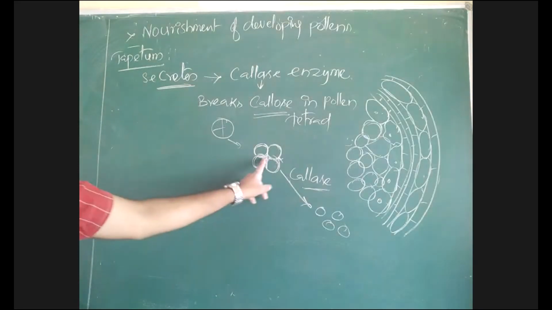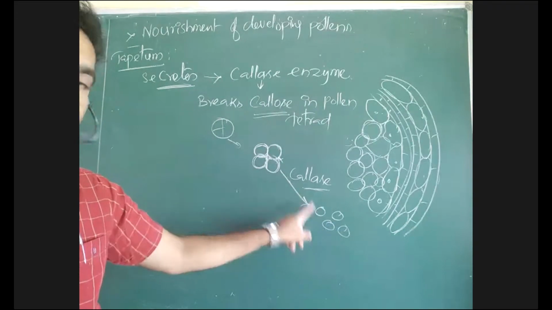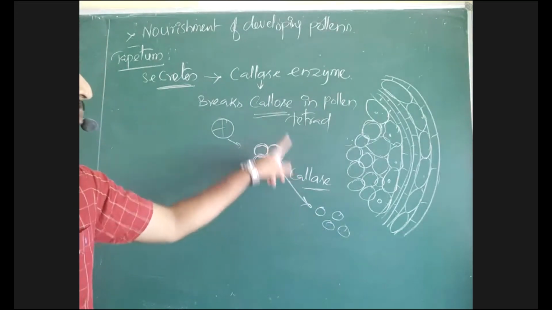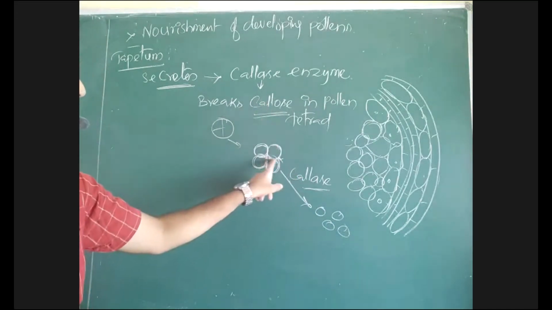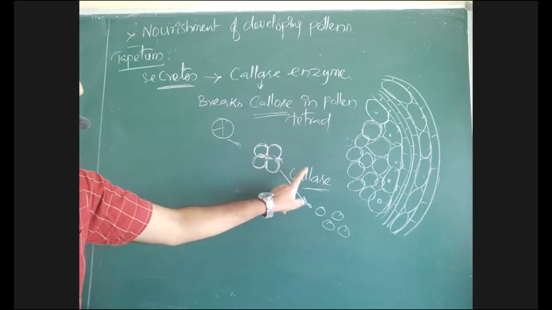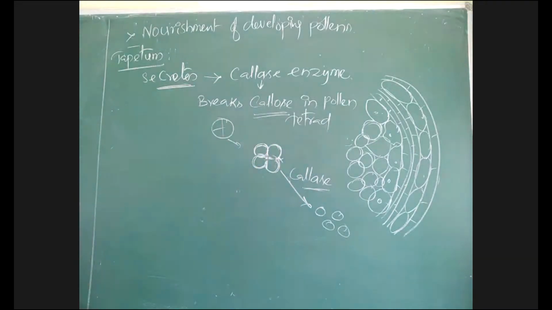Individual pollen are released from the tetrad by the breaking of callose present here with an enzyme callase. Okay, that is the function. Then another function is there, another secretion.